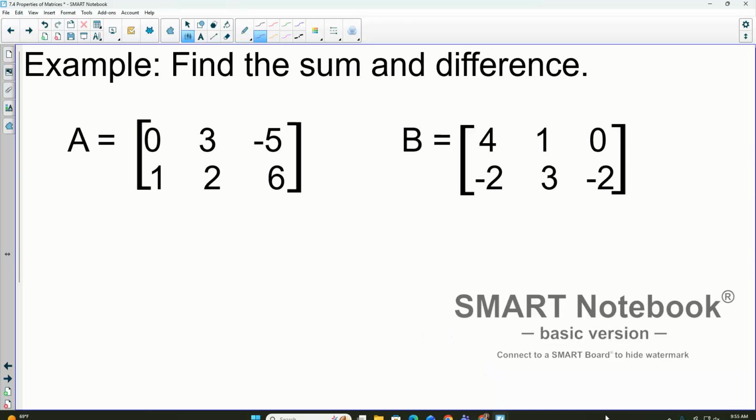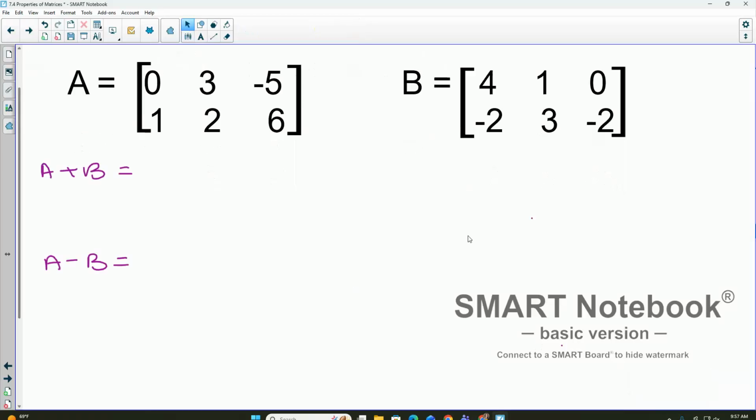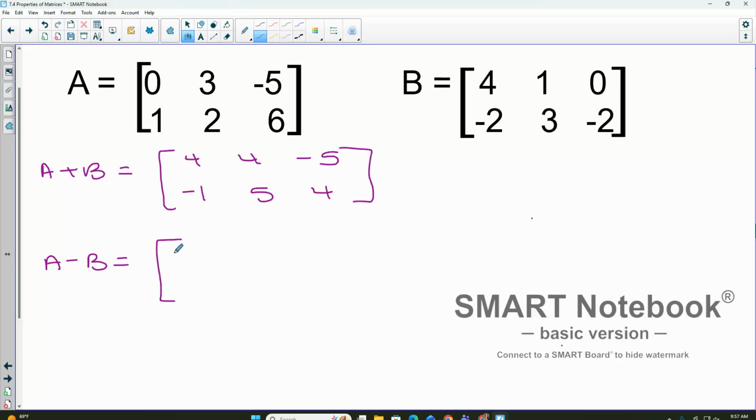Here is yours. Find A plus B and A minus B. All right, we can add them because they're both what size? 2 by 3. What'd you get for A plus B? Okay. And then A minus B?